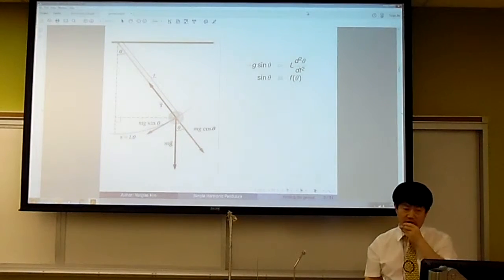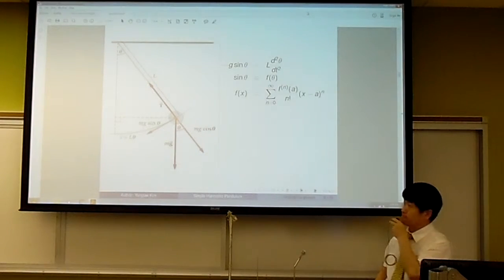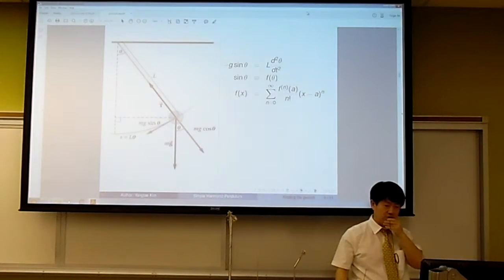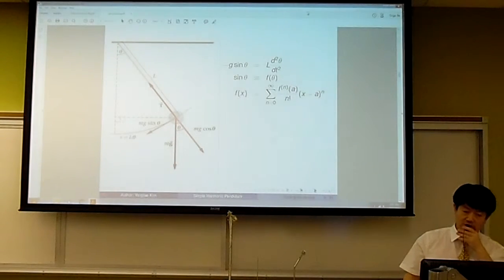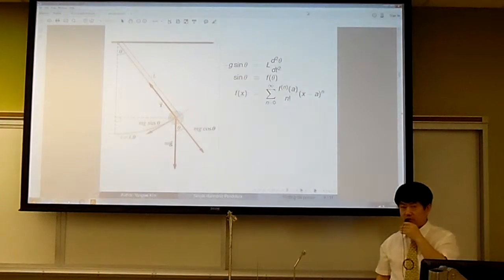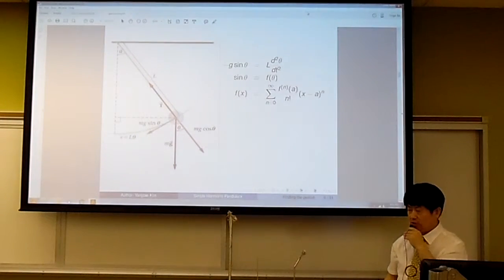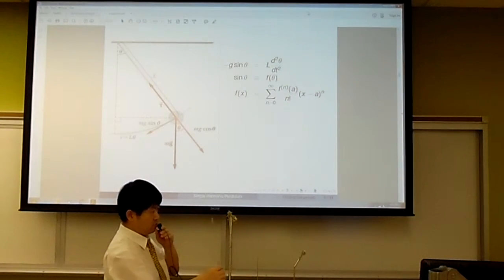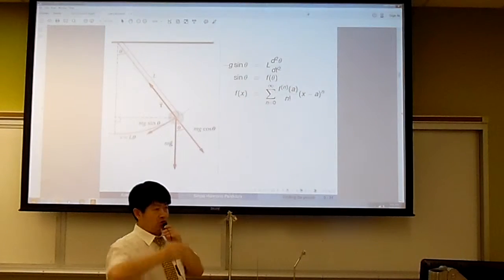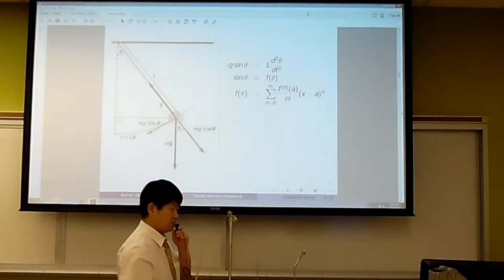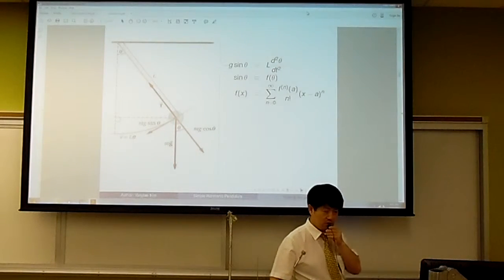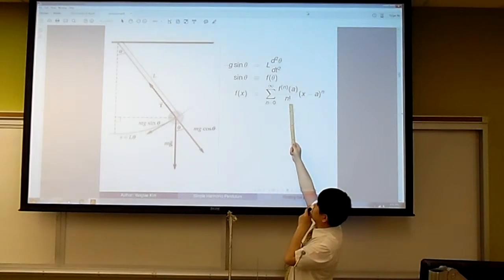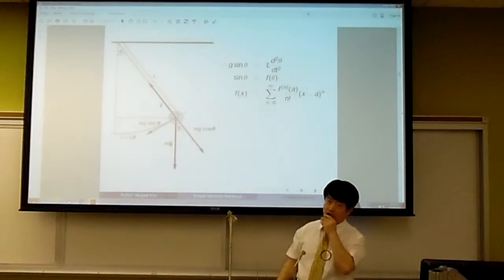Now, for calculation purposes, we can expand sine theta using a Taylor expansion. Let's call sine theta a function of theta. The Taylor expansion is given in this form, a summation of many terms. The first term is just evaluating the function at a certain value we are interested in. Here, what we are interested in is a small angle. This pendulum motion is a small angle. It doesn't go up high like this. So we are interested in near zero. In this Taylor expansion formula, a is 0.